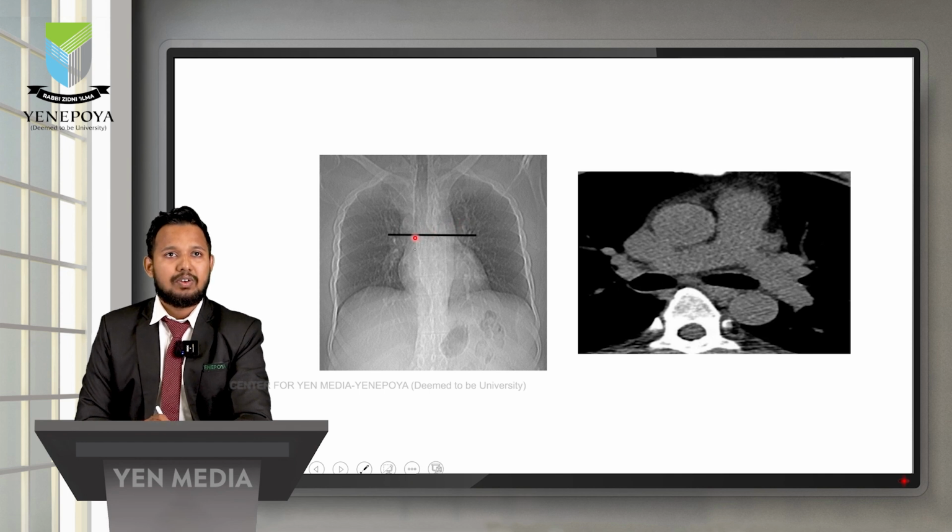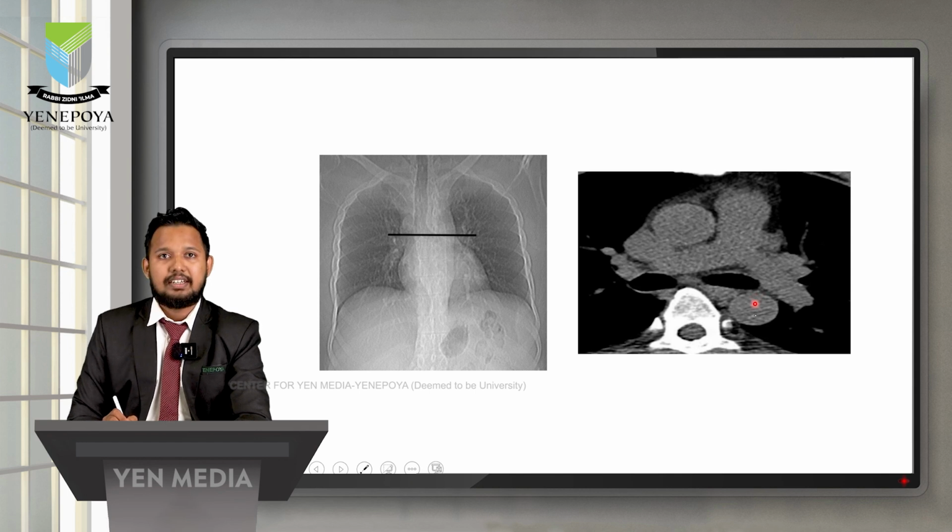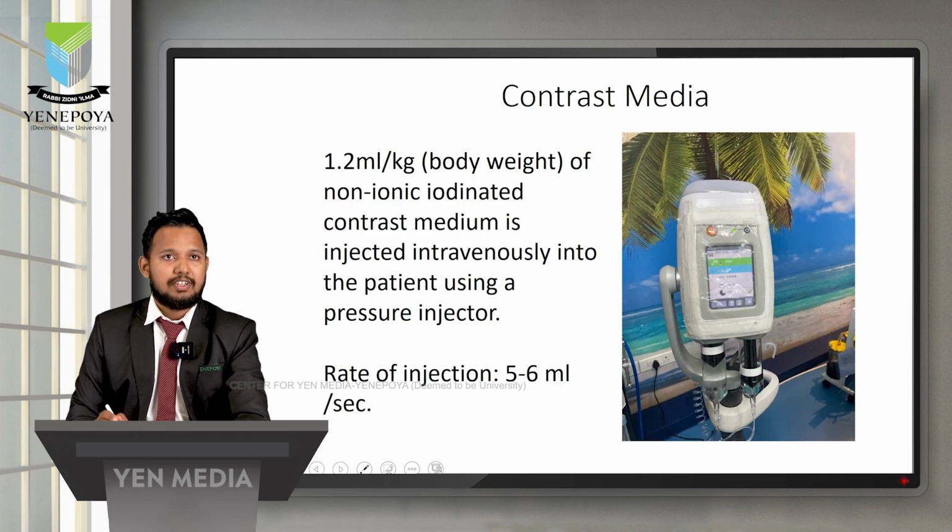So once this locator is placed, we take a scan and then we get the axial slice of the selected locator. So in this axial slice, we mark the tracker. We keep the tracker in the descending aorta somewhere here, okay, and then we'll go ahead with the injection of contrast media. So what is the contrast media that we use? We use non-ionic iodinated contrast media, which will be injected intravenously with the help of the pressure injector, and we give it at the flow rate of 5 to 6 ml per second.